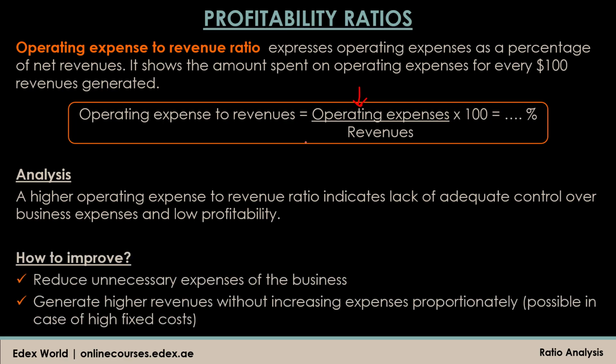And again, how to improve this ratio? One business can ensure better control over its operating expenses, whatever are unnecessary expenses that can be reduced, and at the same time they can also try to improve their revenues without increasing their operating expenses proportionately.